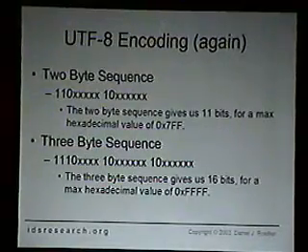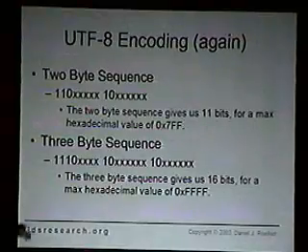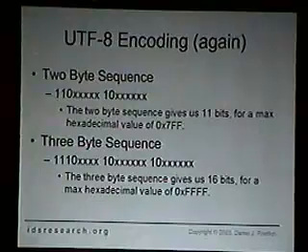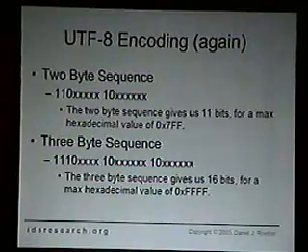3-byte sequence, very similar. Again, you basically have the 3 bits, 1, 2, 3. That tells you it's a 3-byte sequence followed by a 0. So you have 4 bits in the first one, 6 bits in the second, 6 bits in the third. Together that gives you 16 bits for a max hexadecimal value of FFFF.